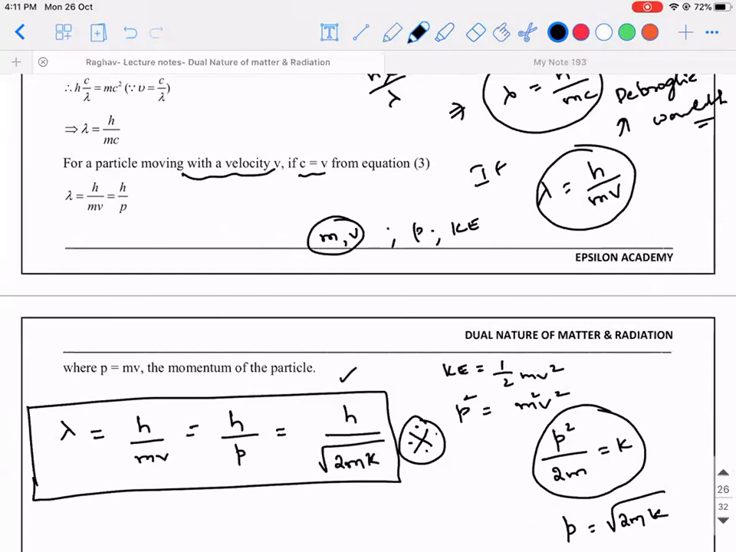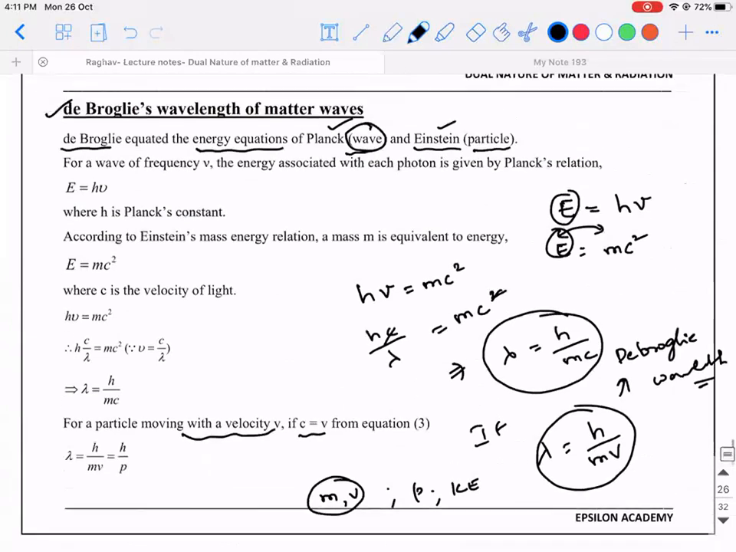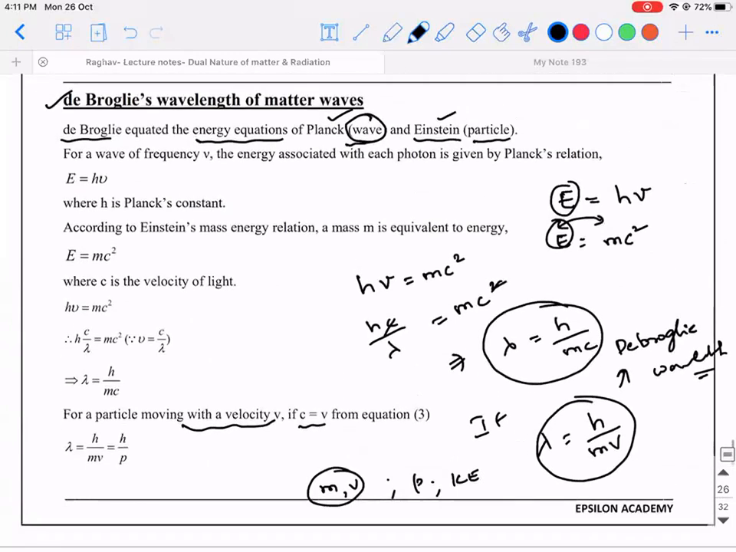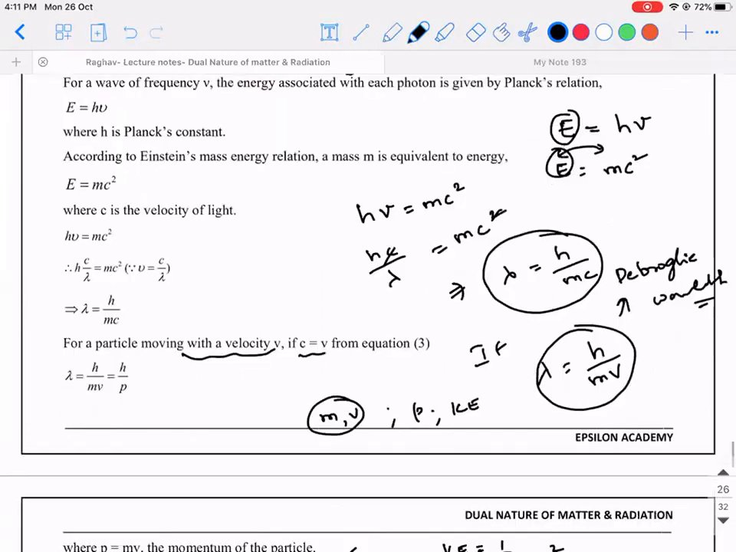So can you show the previous page? You want me to show this page? Yes. Okay. Yes, sir. Okay.